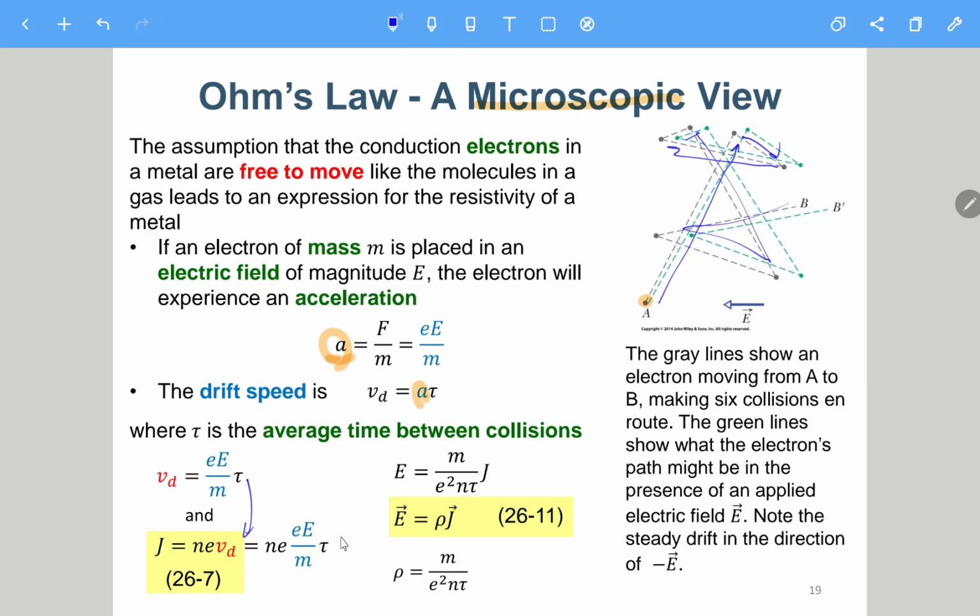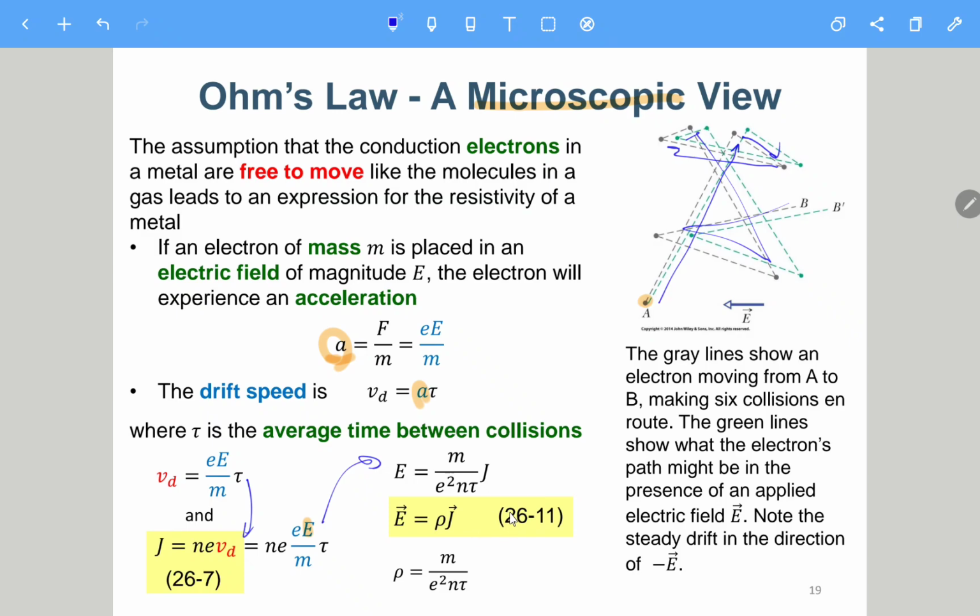Next we try to rearrange the terms. We only keep E on the left side and move all the other terms over. So E is on the left and J on the right side, and all other terms move to this side. So we have ne squared in the denominator, and also tau, and m moves to the top. From this one we can get this one by rearranging the terms.